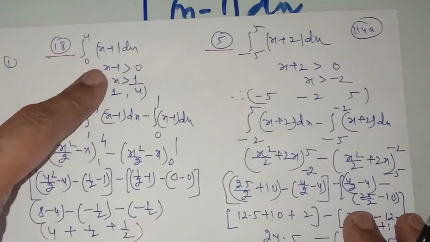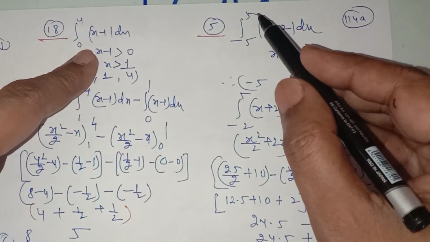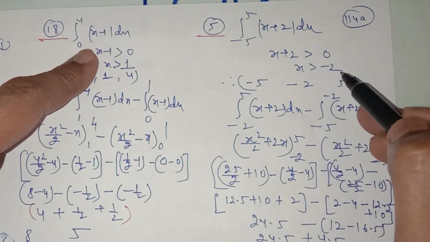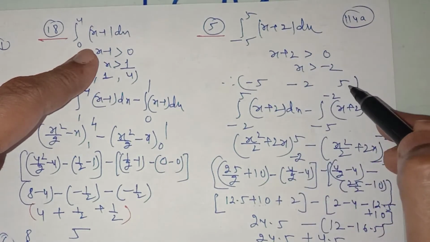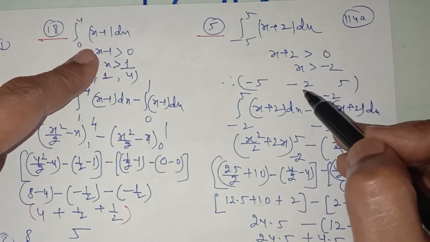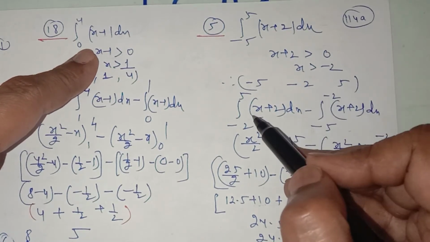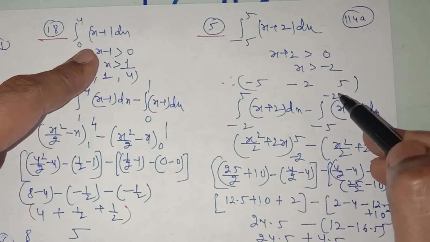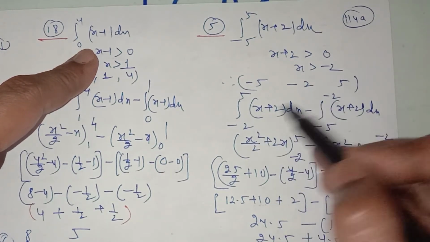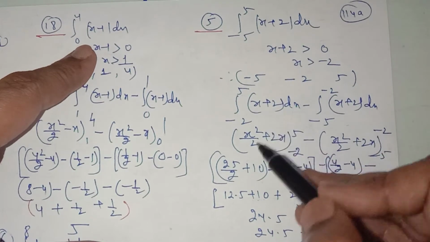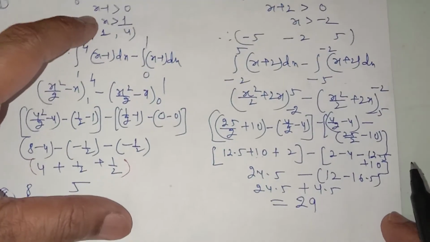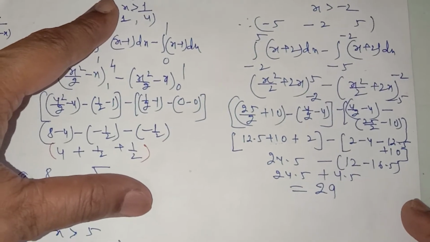Similarly in this we have from minus 5 to 5, mod x plus 2. So put x plus 2 greater than 0. So x greater than minus 2. And we have interval from minus 5 to 5. Put minus 2 in between them. From minus 2 to 5 it is positive, and it is negative in the interval minus 5 to minus 2. So integrate this, upper limit minus lower limit. So see it very carefully.